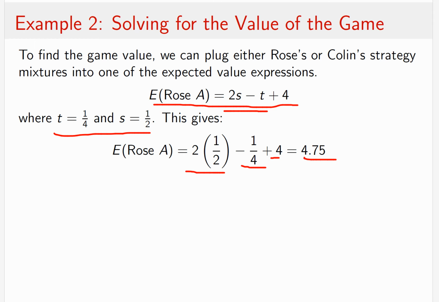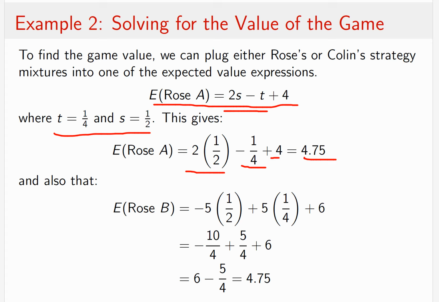Now, we can check our work. This is one of the nice times where you just say, hey, we'll just pick another one. Let's just pick Rose B, negative 5s plus 5t plus 6. I can substitute in the 1/2 and the 1/4, and I'm getting a common denominator. So this is negative 5 halves, but I want a common denominator of 4. So negative 5 halves becomes negative 10/4, plus 5/4, plus 6. Negative 10 fourths plus 5 fourths is negative 5 fourths, so 6 minus 5 fourths is 4.75. And it's nice that it checked out, right?